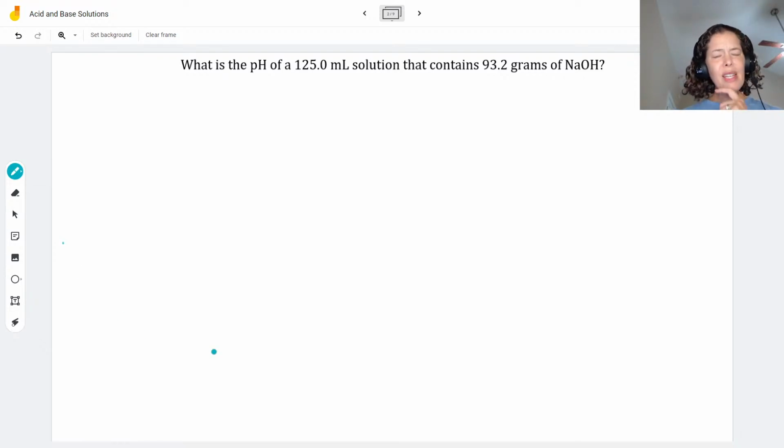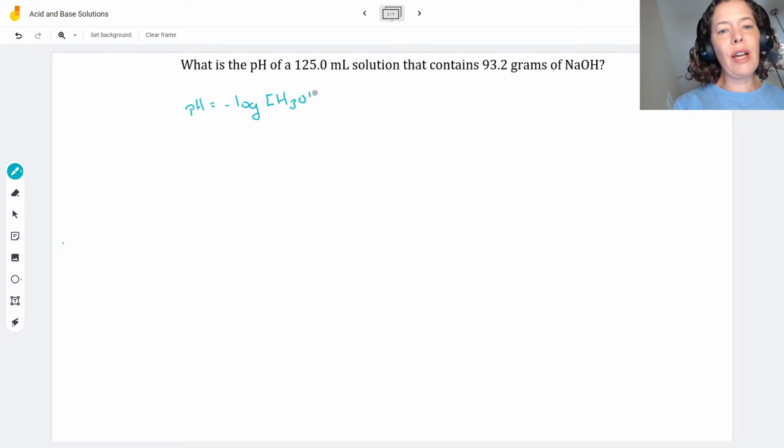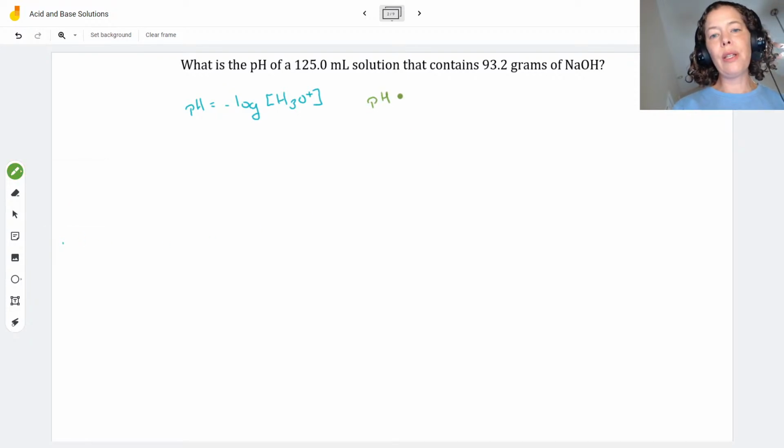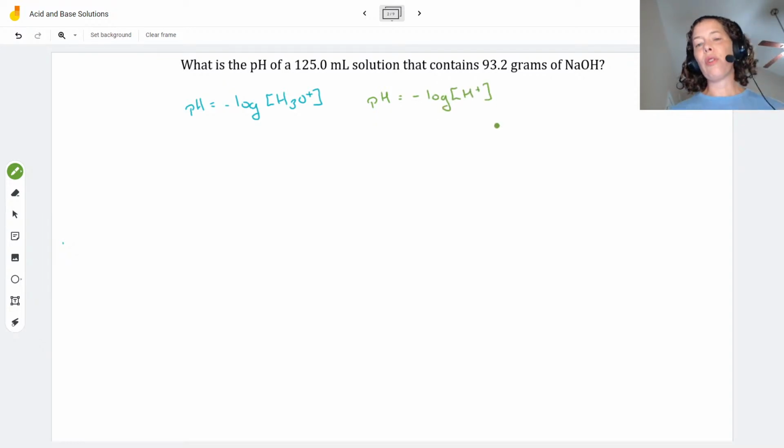Okay. So I think the best place to start with this is to remember how we calculate pH. So pH is the negative log of your concentration of hydronium. Now, just as an aside, you might also see this formula where instead of hydronium, you just have concentration of protons or concentration of H+. These are equivalent. It is the exact same thing. It's just when we're in aqueous solutions, all of your H+ attaches itself to a water molecule. So in reality, you're really measuring hydronium.